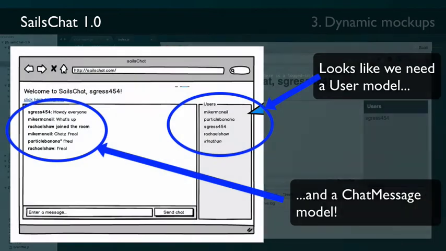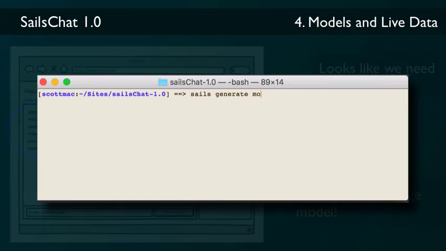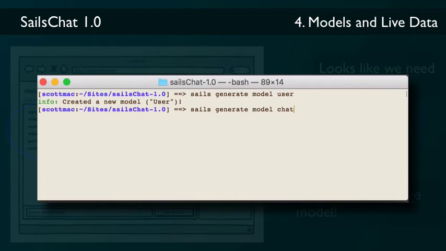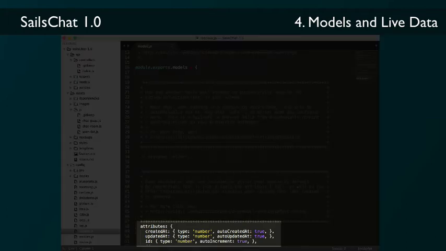All right, so let's get some models going so we can use real data. As we've seen by building out our front end first, we need two models, one to hold users and one to hold chat messages. We'll create these now with sails generate model user and sails generate model chat message. These just create blank models with a little bit of scaffolding around them. But if you look at the default config models file, you'll see that by default, all of our models in Sails 1.0 will always have an ID, a createdAt, and an updatedAt field.